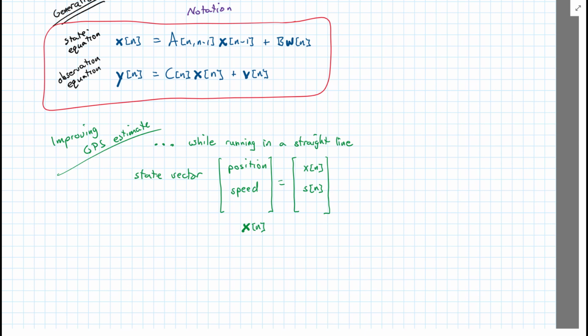And the GPS is not going to be observing our speed, it's only going to be observing our position. So the observation is going to be y of n is equal to x of n plus noise.